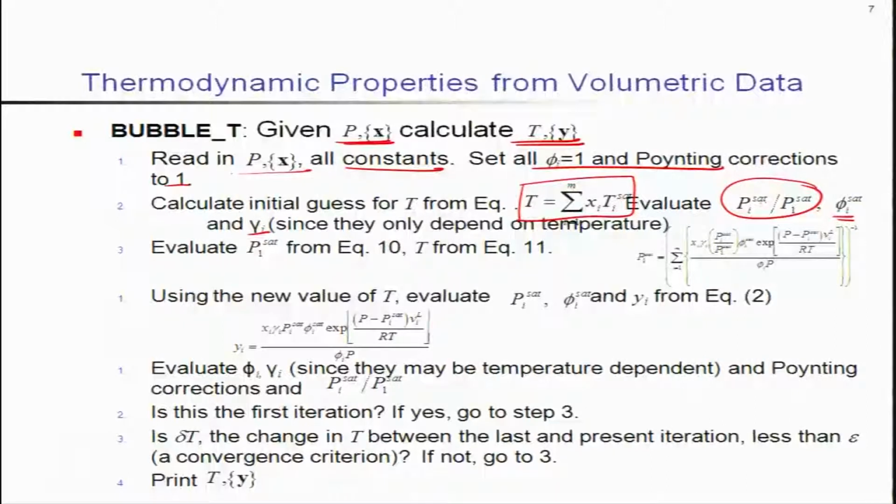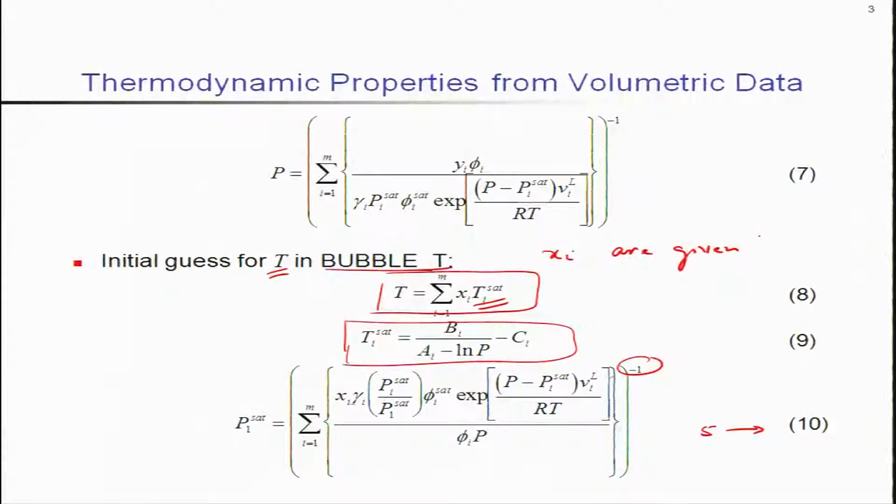So, Pi sat for all the saturation pressure components i, based of course on the Antoine equation, and the temperature is given here, or is estimated, or the initial guess is this. Once you have done that, we can evaluate the new P1 sat based on this expression, which is nothing but equation 11. If you recall, this was the initial guess for temperature in the bubble temperature calculation.